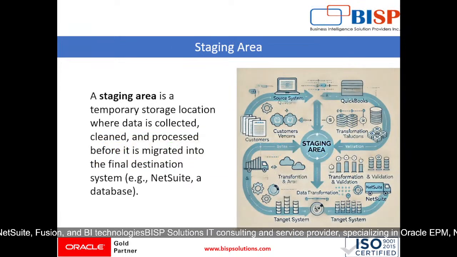After that, there will be a staging area. The staging area is a very important part of our migration process, because it is a temporary storage location where data is validated, cleaned and processed before it is migrated into the final destination system, that is NetSuite. It acts as an intermediary environment where raw data from the source system, for example QuickBooks, is placed, allowing for data validation, transformation and quality checks before it is loaded into the target system.